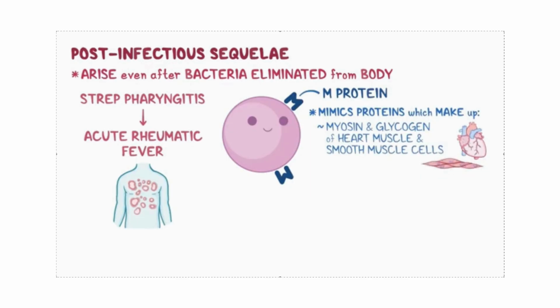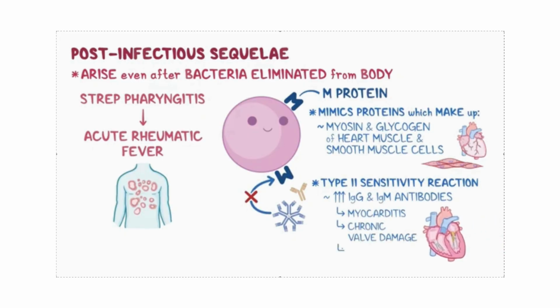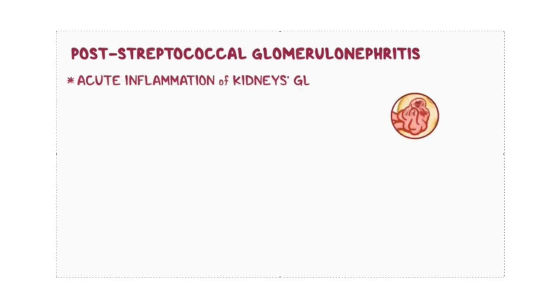This is not to say that they're identical, but rather that they're similar enough for the immune system to confuse these self-structures with the bacterial M protein, resulting in a type 2 sensitivity reaction. This means that the immune system releases a whole lot of IgG and IgM antibodies that are aimed to destroy the bacterial M proteins, but instead attack the heart muscle, causing myocarditis, the heart valves, causing chronic valve damage, or the pericardium, causing pericarditis.